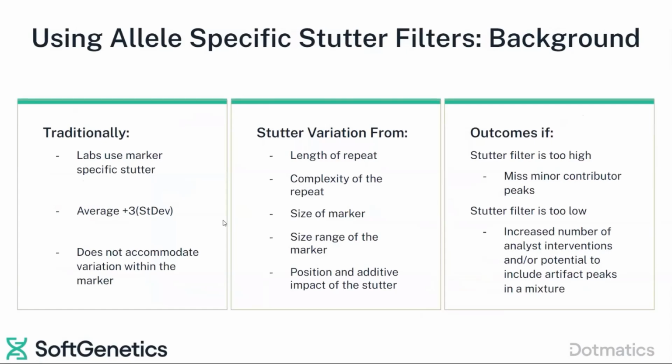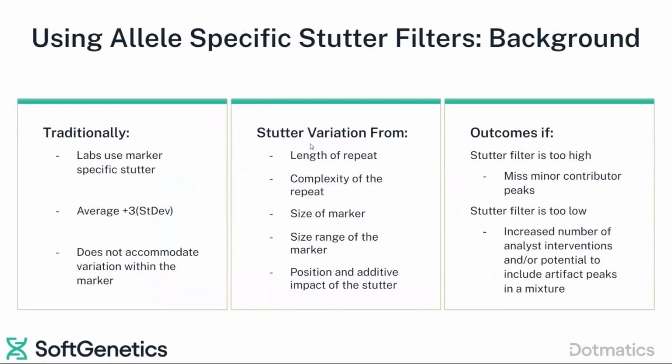Okay, so let's look at some background. Traditionally, the filter is the average for the marker plus 3 times the standard deviation. The only issue here is that it's not accommodating variation within the marker. And also, marker-specific stutters are typically not additive. So those are 2 shortcomings of the traditional method.